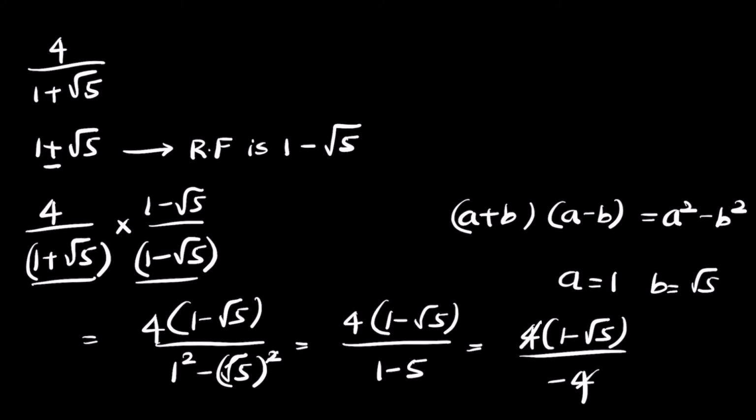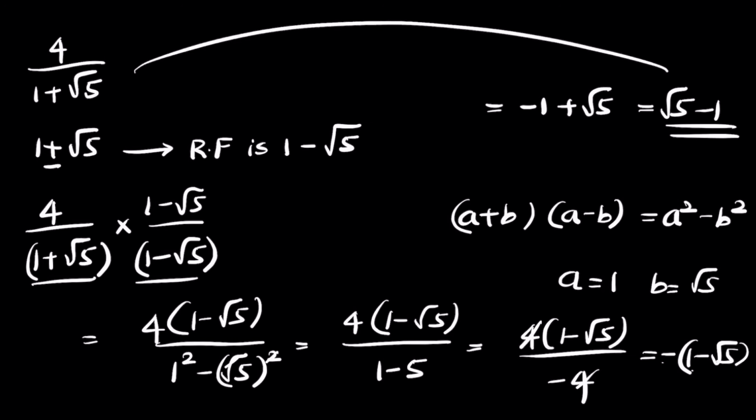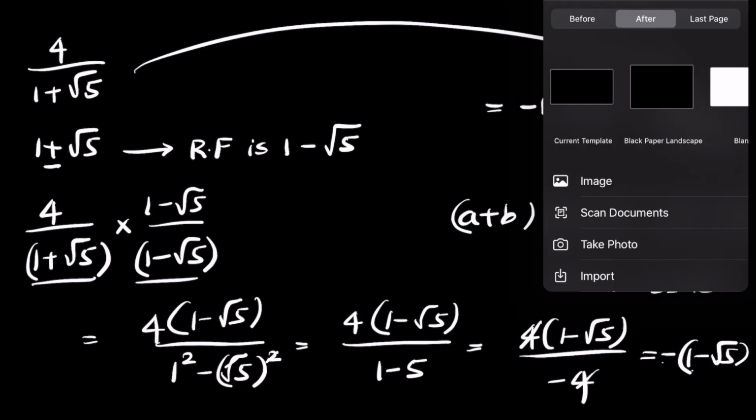So 4 gets cancelled, so you're left with minus of (1 minus root 5). So when you multiply minus to this, you get minus into 1 becomes minus 1. Minus into minus root 5 becomes plus root 5. So the final answer is root 5 minus 1. So the simpler version of writing this is root 5 minus 1. So in the same way, try this example.